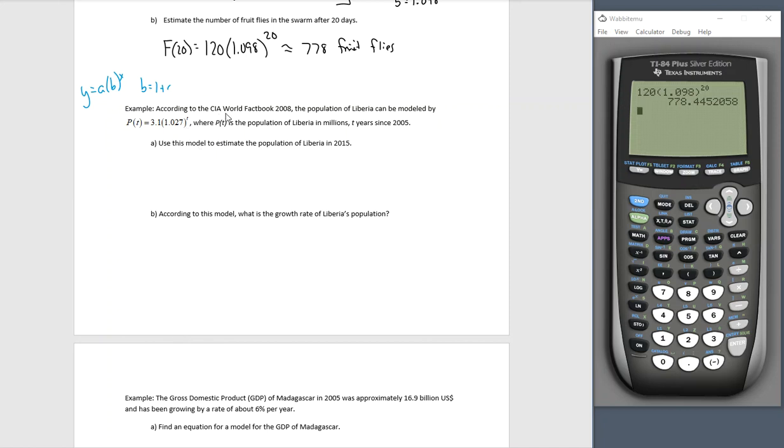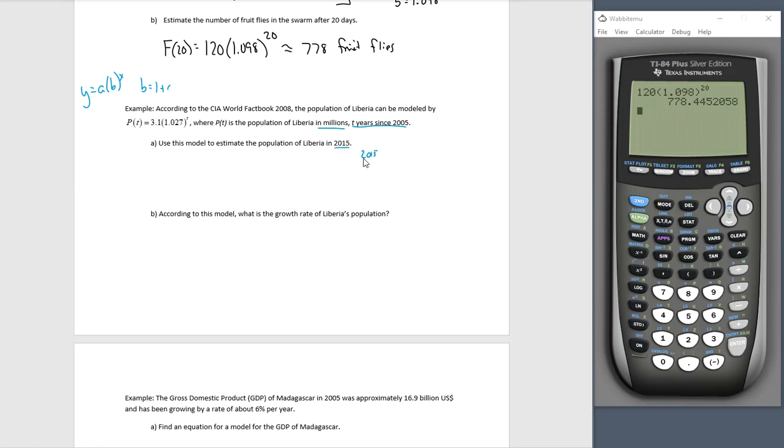According to the CIA World Factbook 2008, looks like I need some updated examples here. The population of Liberia can be modeled by P of t equals 3.1 times 1.027 to the t, where P of t is the population of Liberia in millions, t years since 2005. All right, so in millions is going to be important, and since 2005. Use this model to estimate the population of Liberia in 2015.